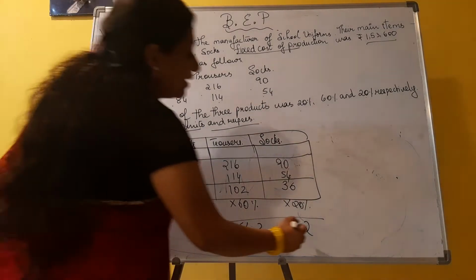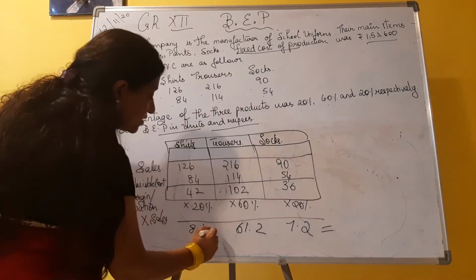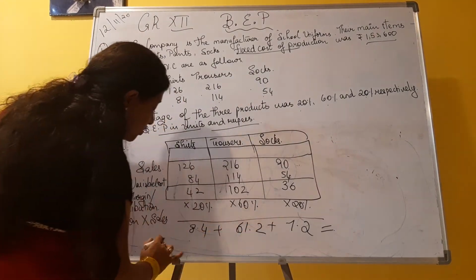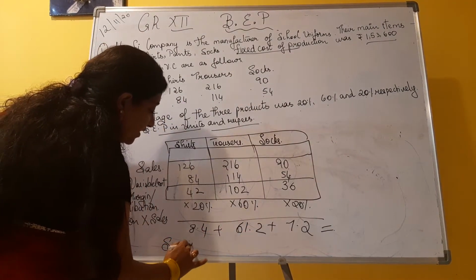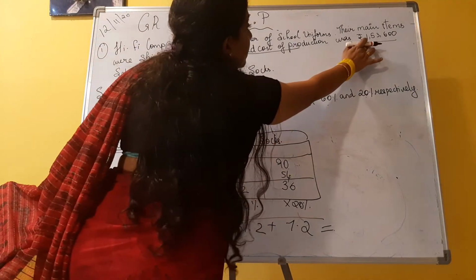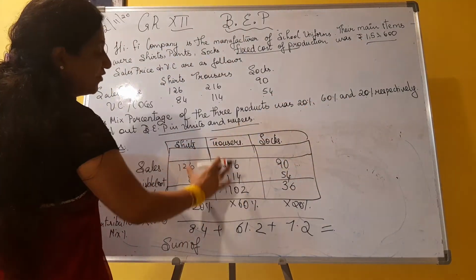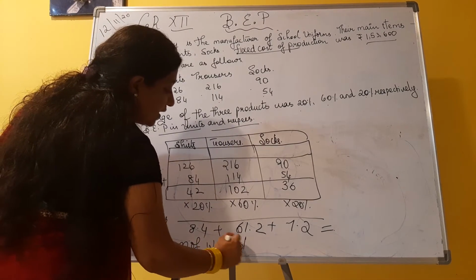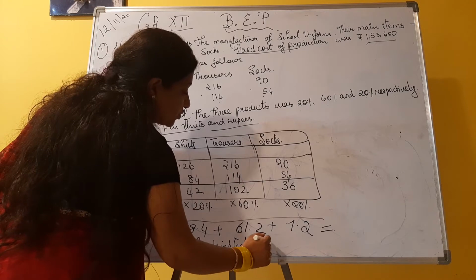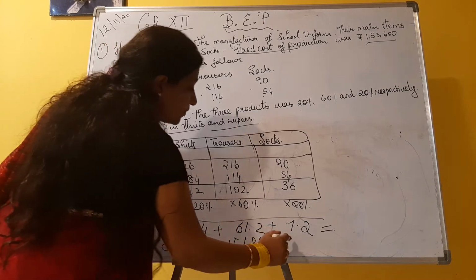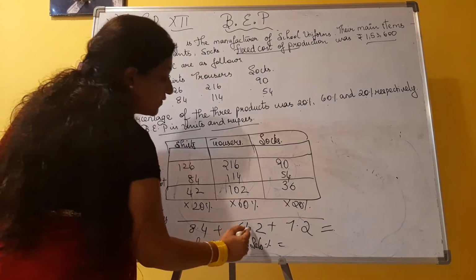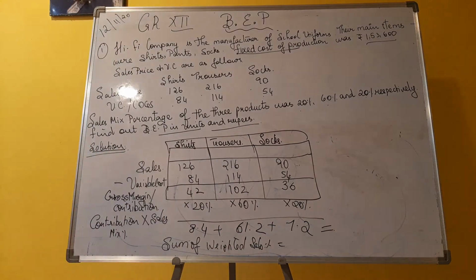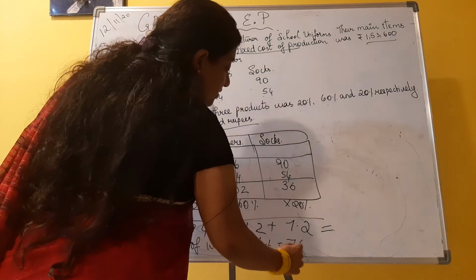Now you have to add this, children. Why are you adding this? You call it the sum of weighted contribution, because we have a BEP with common fixed expense, but all this is individual. So the sum of weighted sales mix contribution is equal to adding 8.4, 61.2 plus 7.2. Right, you arrive at 76.8.